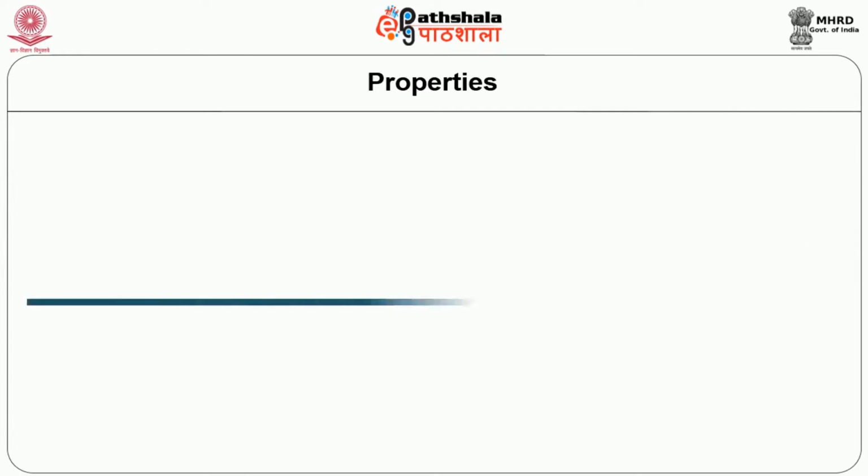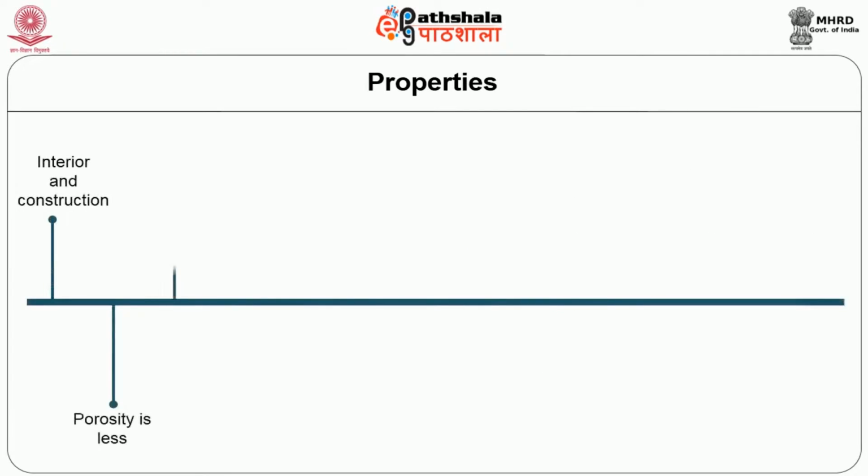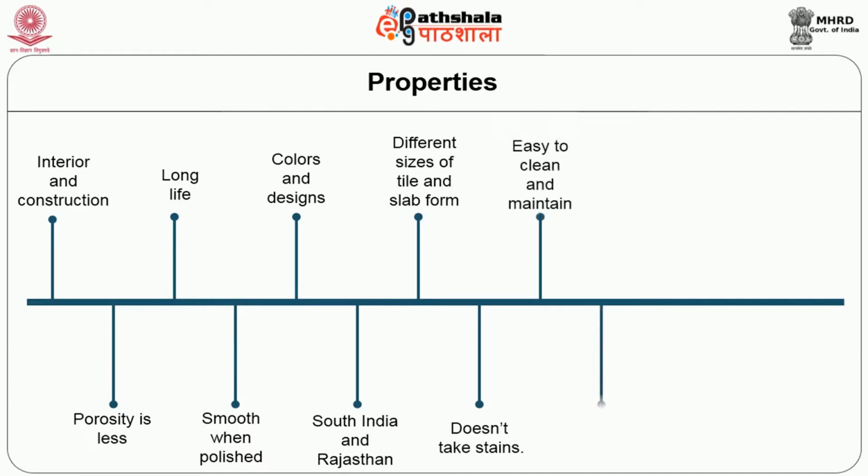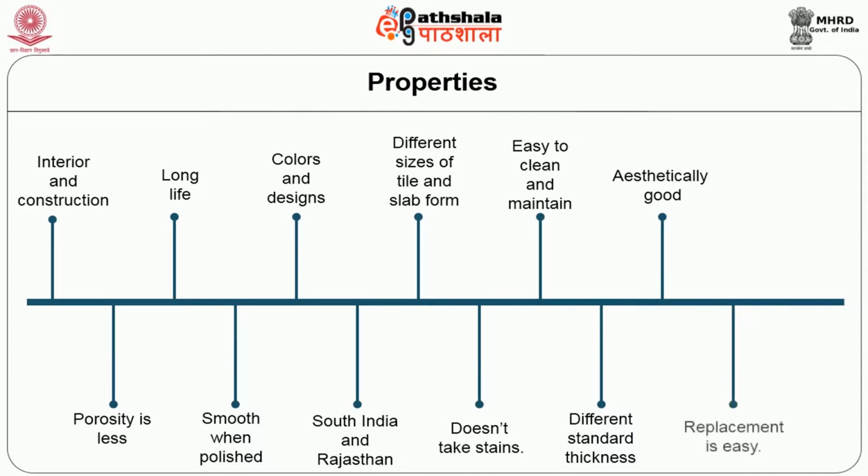Now, what are the properties of this particular material used in interiors and construction? It has less porosity, has a longer life, is smooth when polished, and is available in varied colors and designs. It is available generally from South India and Rajasthan, in different standard tile and slab sizes. It doesn't take much stain, is easy to clean and maintain, and is available in different standard thicknesses, aesthetically good. Replacements are quite easy, and it is actually a very hard stone.